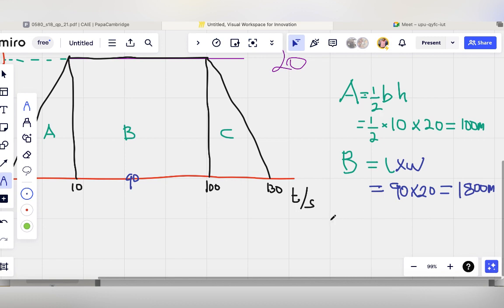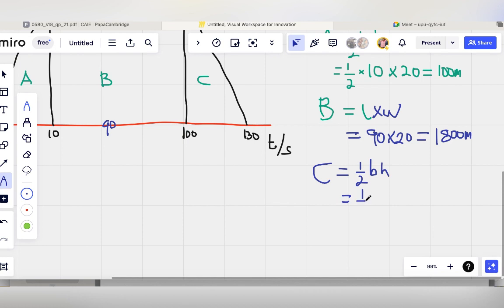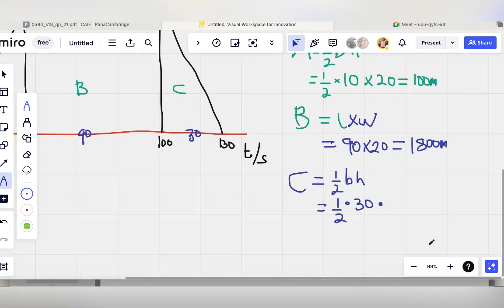We go to the third one, the C part, which is also a triangle. The area of a triangle is half base times height. So this is equal to half times the base. The base is 30. Why is it 30? Because from 100 to 130 is 30. So half times 30, multiplied by the height. The height is 20. Look at the height, from here to here is 20. So times 20.